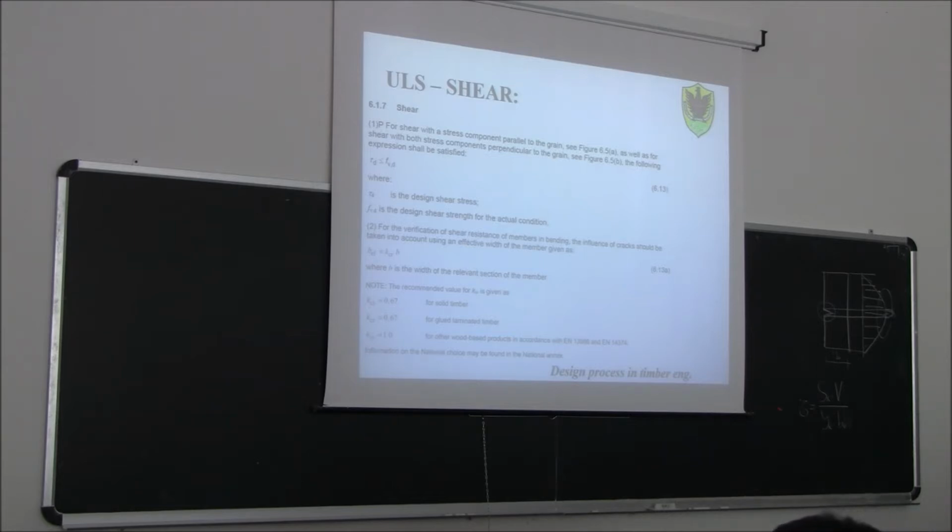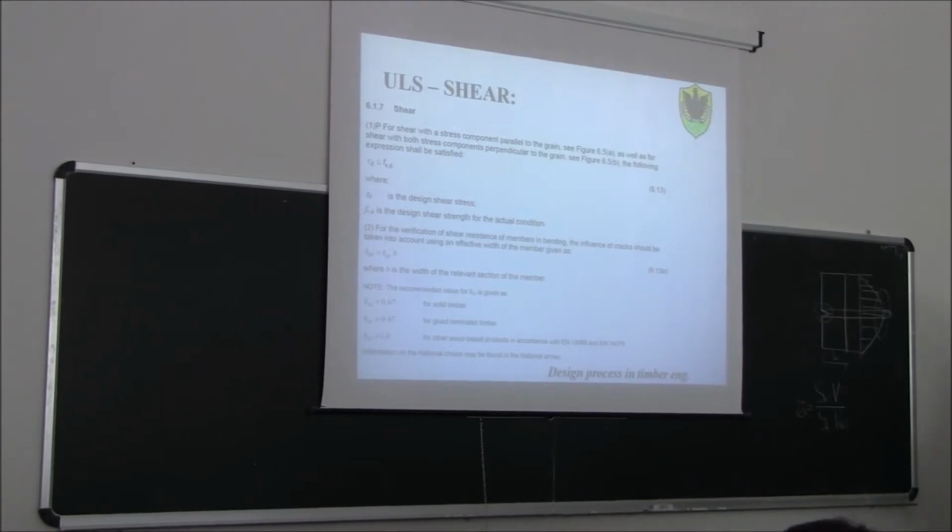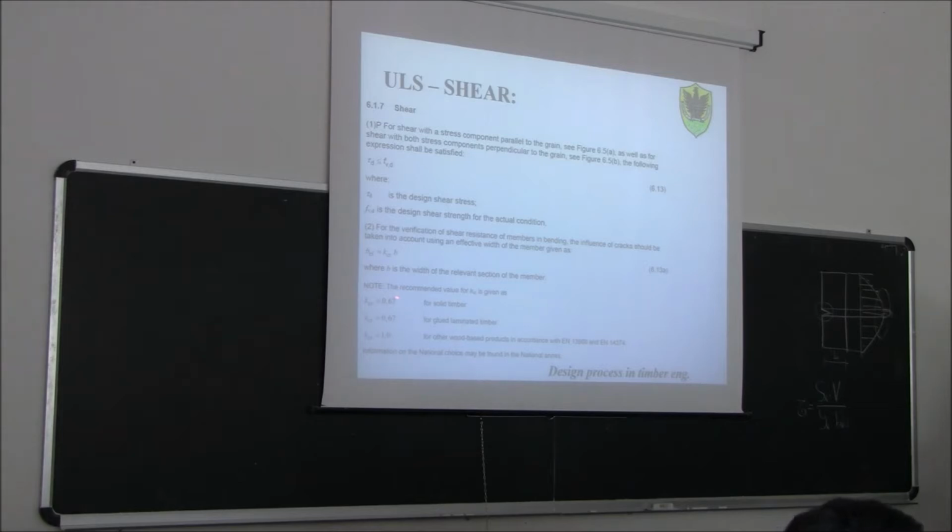If you look at the regulation, it says that for the verification of shear resistance of members in bending, the influence of cracks should be taken into account using the effective width of the member. The effective width of the member is this reduction coefficient, kcr, times the width of the section. This reduction coefficient is basically equal to 2/3, so 0.67 for solid timber, 0.67 for glue laminated timber, and 1 for other wood-based products.